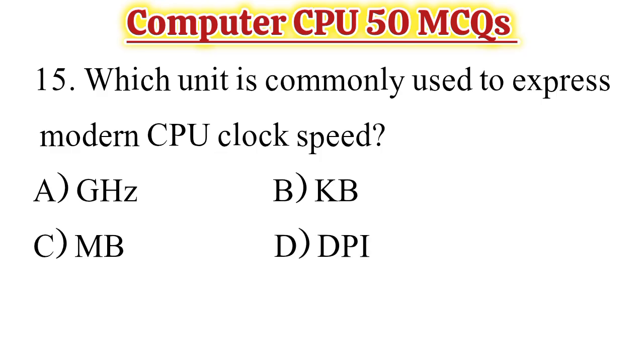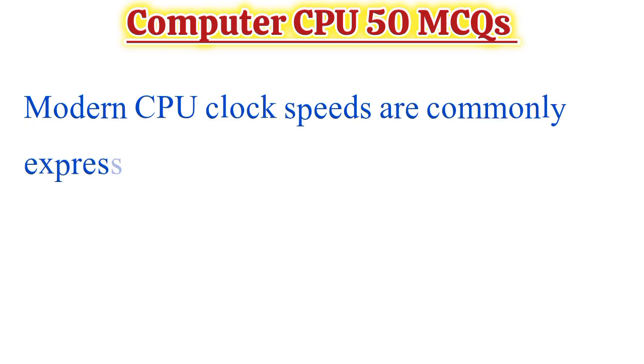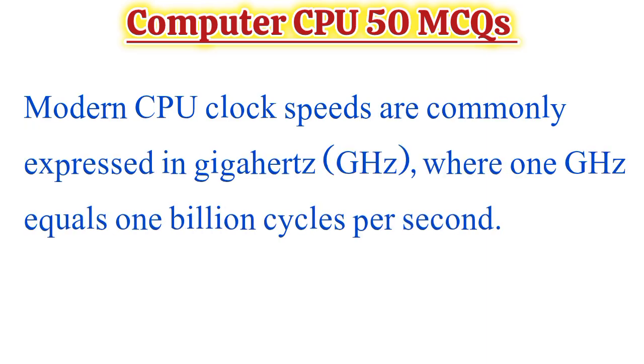15. Which unit is commonly used to express modern CPU clock speed? A. Gigahertz. B. KB. C. MB. D. DPI. Answer: Gigahertz. Modern CPU clock speeds are commonly expressed in gigahertz, where 1 gigahertz equals 1 billion cycles per second.